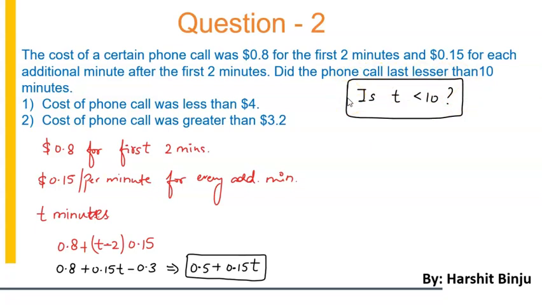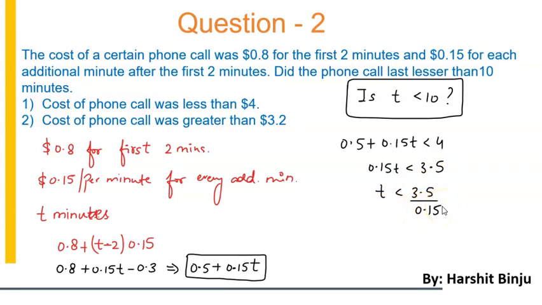The first one says that the cost of the phone call was less than $4, which means we can say that 0.5 plus 0.15 T should be less than 4. So 0.15 T should be less than 3.5, which means T should be less than 3.5 divided by 0.15.